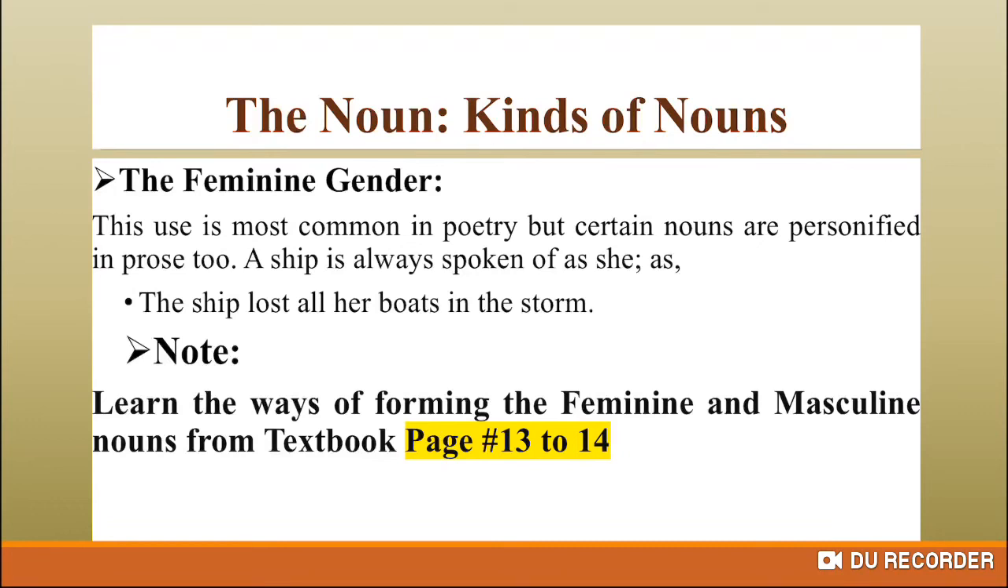The use of this feminine gender is common in poetry, but certain nouns are personified in prose too. The ship is always spoken of as she. The ship lost all her boats in the storm. So in the book there is an exercise on page number 13 and 14, and there are the rules given how to make the masculine and feminine. So you people have to learn masculine and feminine from the book. Exercise is given, and you people have to learn these masculine and feminine today.